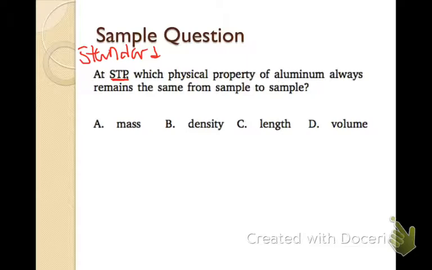Which physical property of aluminum always remains the same from sample to sample? So again, it's independent of how much you have. So which one of these is independent of how much you have? You should have chosen B, density. Because mass, length, and volume, that is all dependent on how much of the sample that you actually do have.